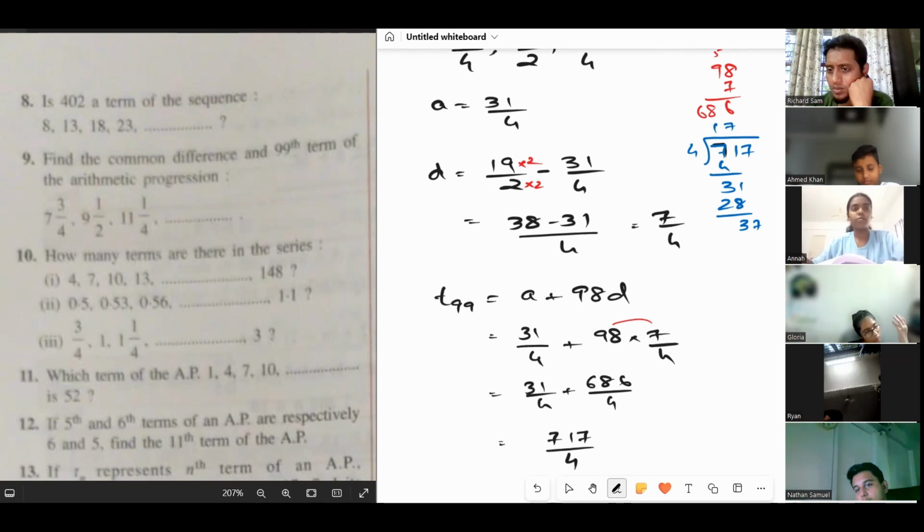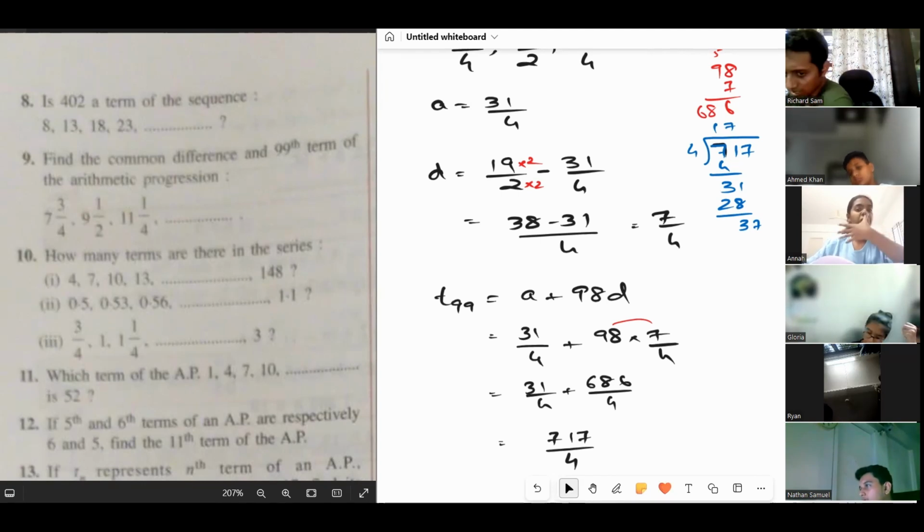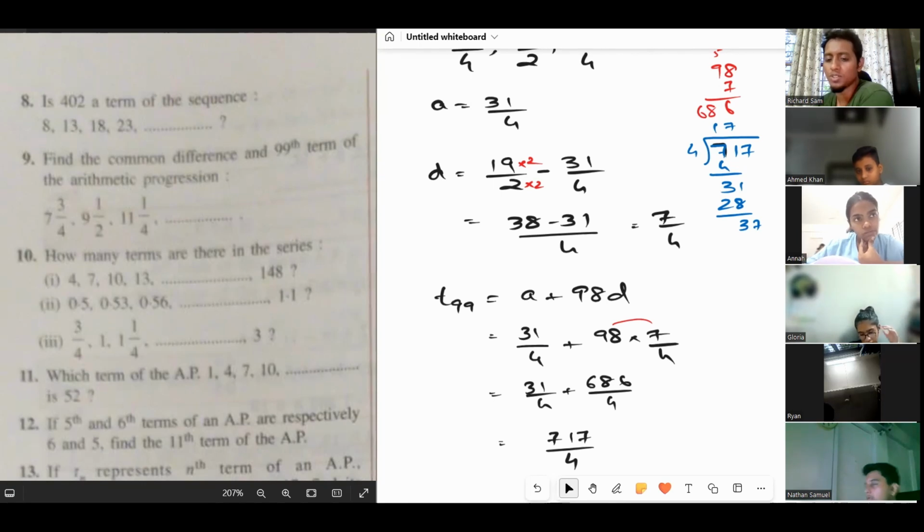You cannot cut it. See, the top number is odd and the bottom number is even, so you can't cut. That number is not there in the 2, 3 or 4 tables. Okay, so 4 9s are 36. So the answer is 178 3 upon 4.